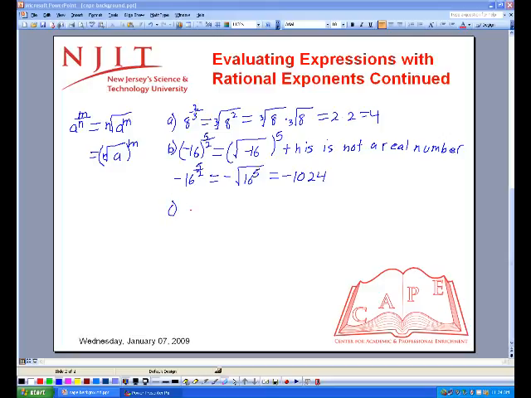Now for another example, say we have 100 to the negative 3/2 power. That's going to equal 1 over radical 100 to the negative 3rd power, which is going to equal 1 over radical 100 to the 3rd power, which equals 1 over 1,000.